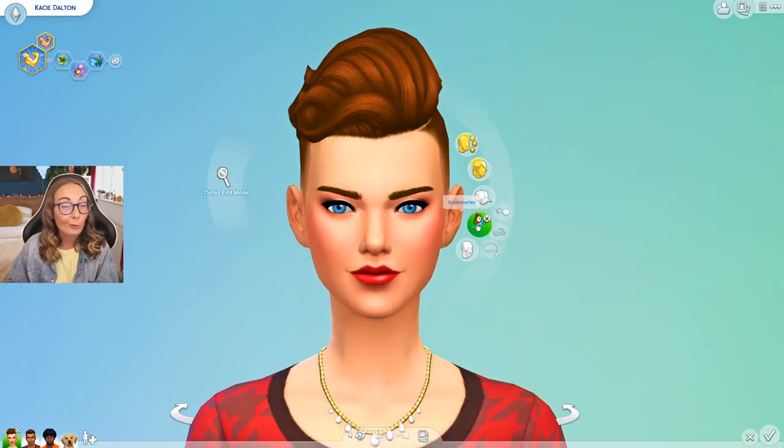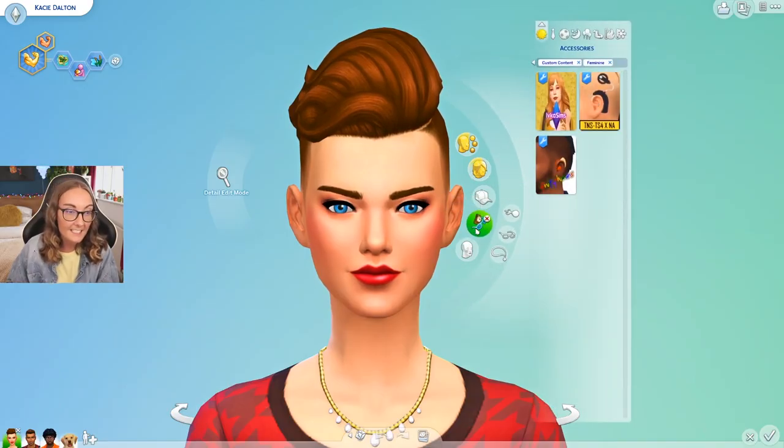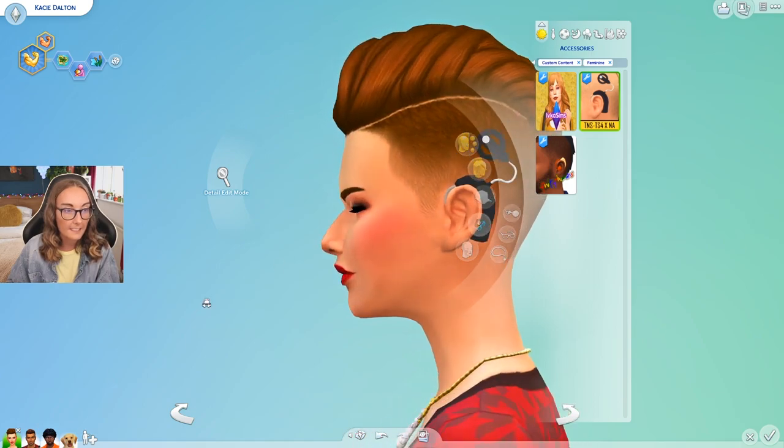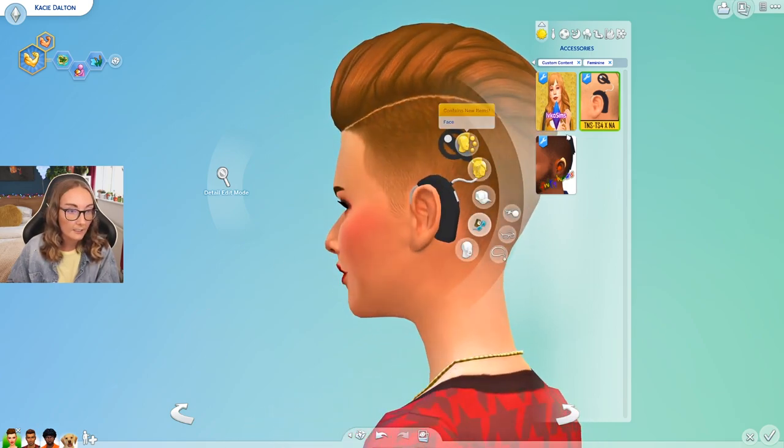But this actually looks really, really good on The Sims. This is listed under accessories, so head accessories, where you usually find piercings, glasses, and necklaces. I have just searched by custom content because I currently just have all of these installed. So this is what the cochlear implant looks like.